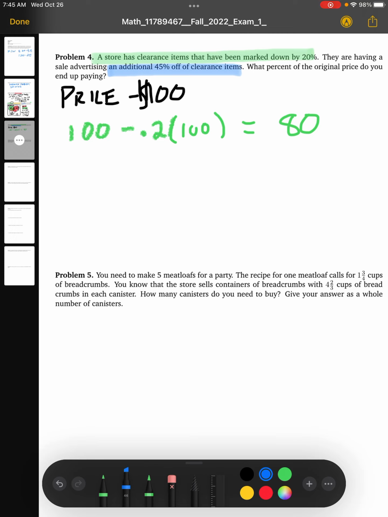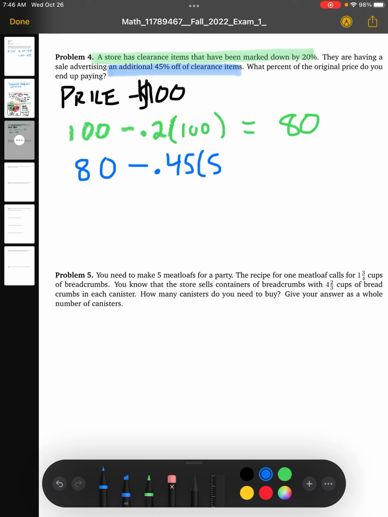So I have this $80 that represents my new price. This is the price I pay after my first discount. So now I'm going to use that to get my second discount. I'm going to take 80 minus 0.45 times 80. And that's going to give me $44. So now I know that I pay $44 out of my original price of $100.